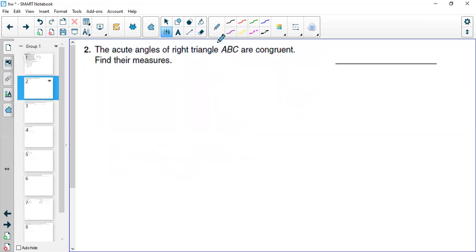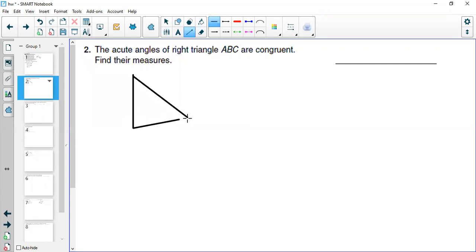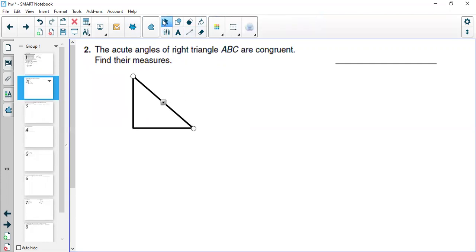So moving to question number 2. The acute angles of right triangle ABC are congruent. Find their measures. Now they did not give us a picture, so as I always said, drawing a picture will make that easier and more clear for us to understand what they're asking for. So start by drawing a right angle triangle. So they said that this is the right angle. Okay, they said the acute angles of right triangle ABC are congruent.